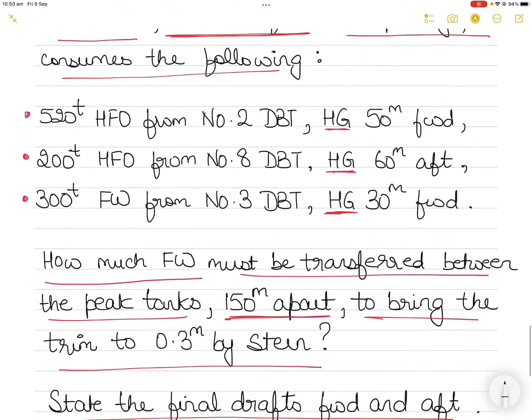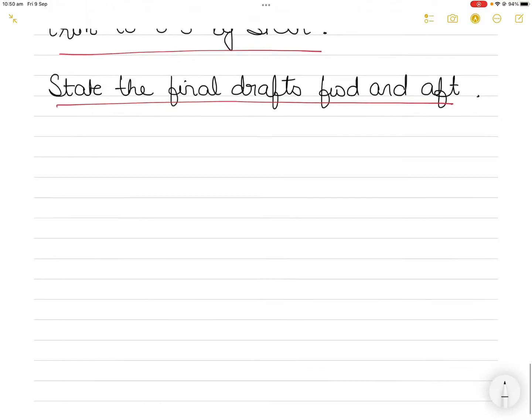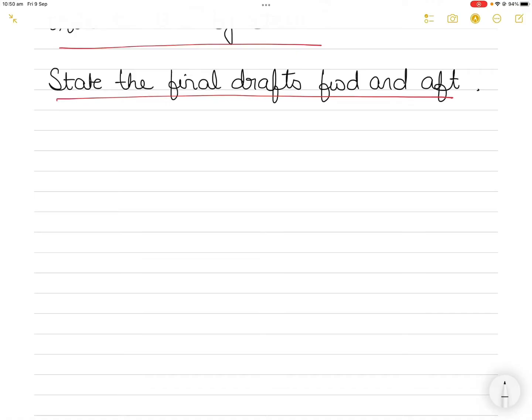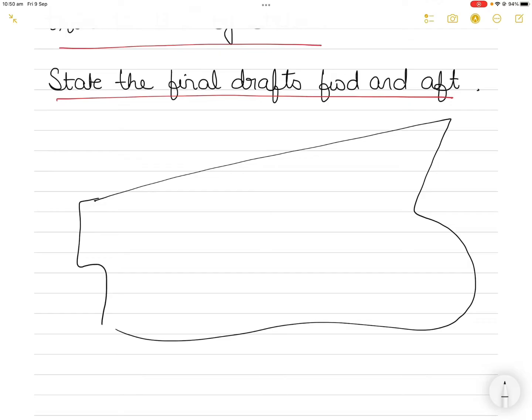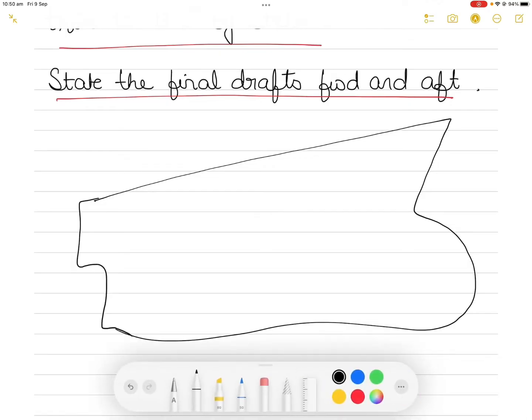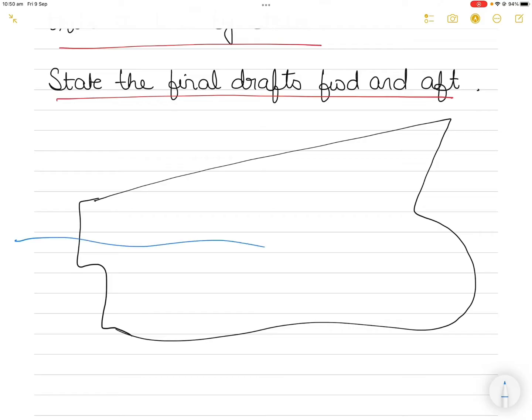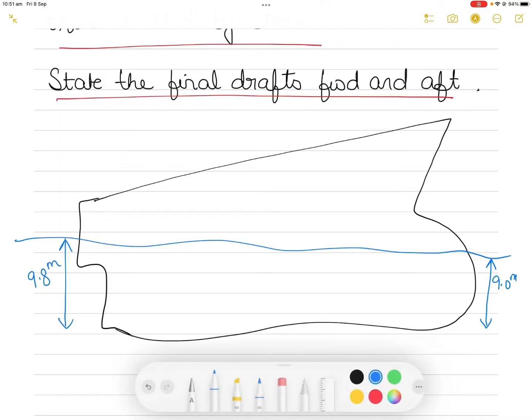Alright, so once you have read the question carefully, make sure that you draw the diagram. So again, I will draw the diagram for you. Make sure that visually you can understand what is going on here. This is somewhat the situation. And my diagrams, I always laugh at my diagrams because they are a bit ugly. But anyhow, this is the forward draft that we start off with, which is 9 meters, and this is 9.8. I've exaggerated a little bit to make it easy for us to understand.